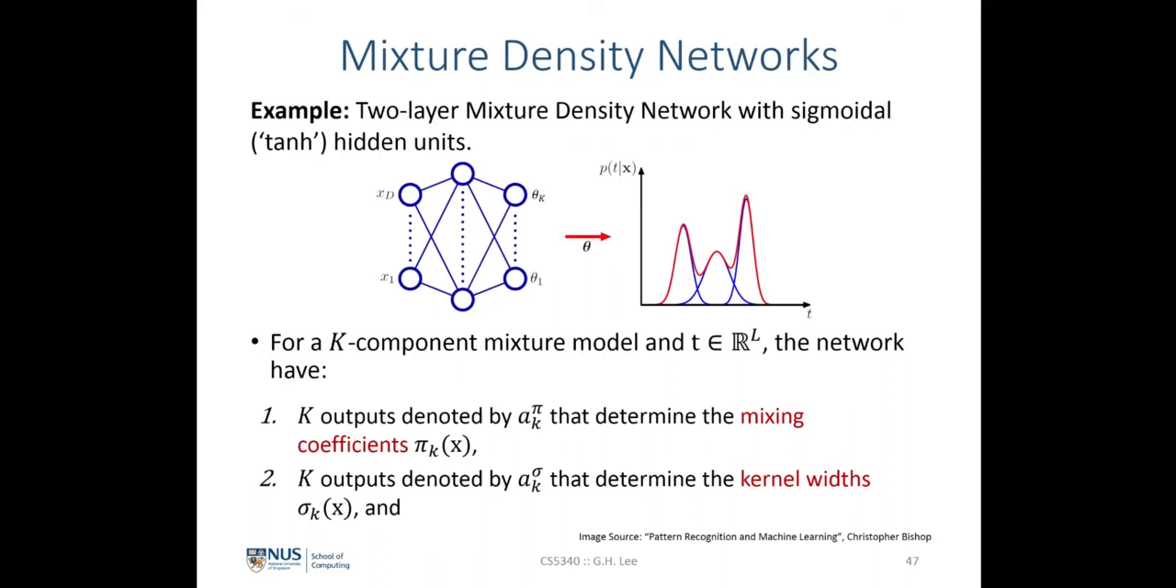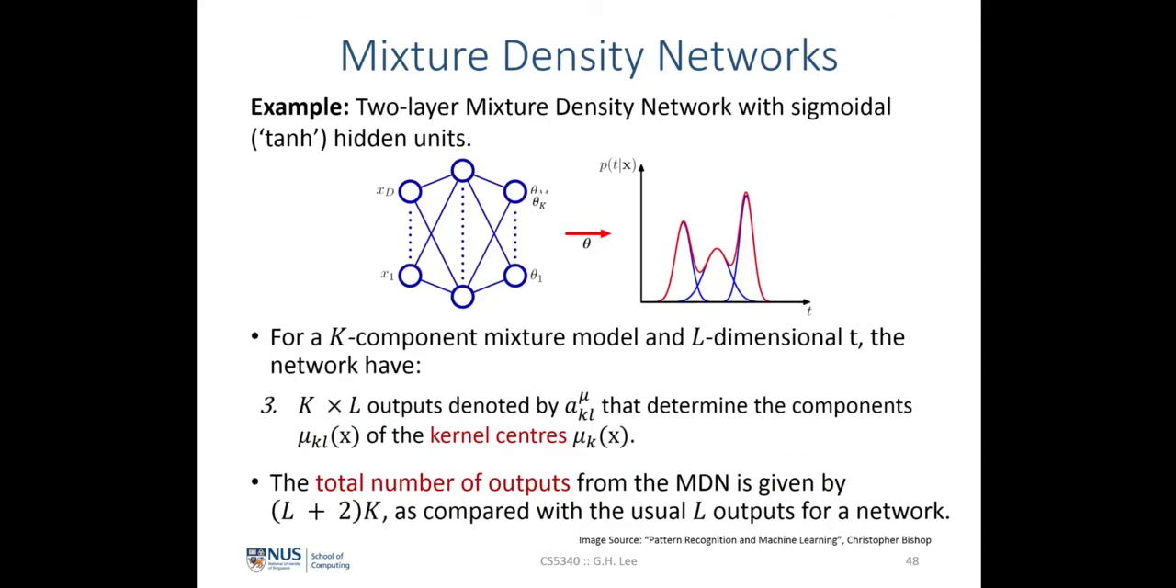Now here's an example of a two-layer mixture density network with sigmoid or tanh hidden layers as the activation function. And what this means is that I'm going to take in all the inputs x1 to xd. So these are my d-dimensional inputs, and the outputs would simply be denoted by a_k^pi, which corresponds to the mixing coefficient pi, as well as I'm going to output a_k^sigma, which corresponds to the kernel width.